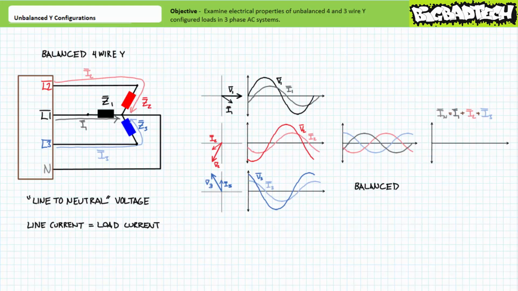Finally, for a balanced 4-wire Y configuration, current in the 4th neutral wire is a summation of I1 plus I2 plus I3. In the balanced condition, no current travels through the neutral line, and we can effectively eliminate it from consideration if we wanted to. Finally, total apparent, total real, and total reactive power consumed by the complete circuit will be the summation of each branch impedance apparent, real, and reactive power.